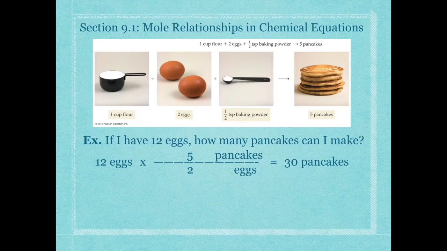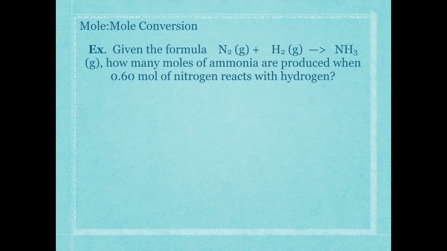This is the only new idea in this section, specifically that we can convert from reactants to products by simply using the number of items. So for a chemical reaction, that will be the coefficient in front. So let's look at an example.